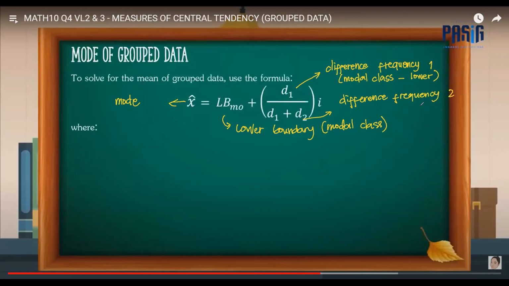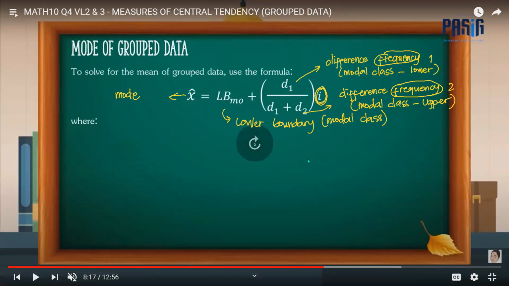Naka D sub 2 nga lang siya. That is modal class also. Frequency ng modal class minus the upper. Puro frequency ang pinag-uusapan natin dito ha. Frequency ng modal class at ng upper. At yung I, alam na alam nyo na yan. That is the interval. So, para mas maintindihan ninyo, we have here their definition.